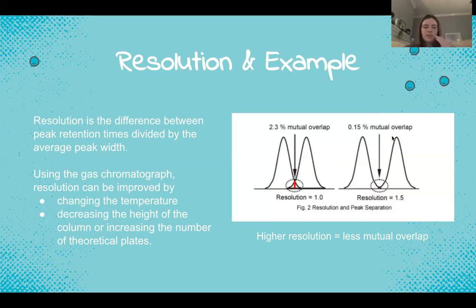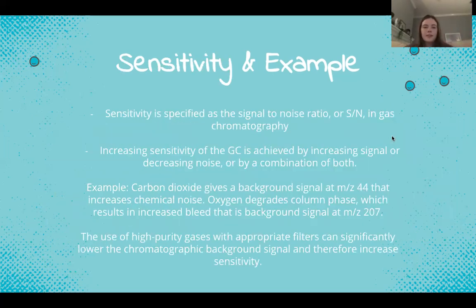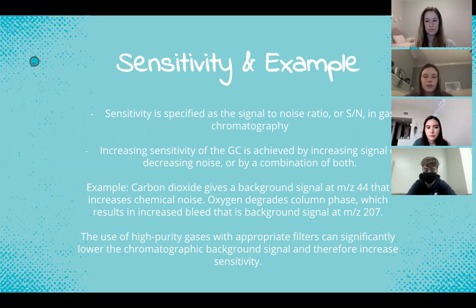Moving on to sensitivity. Sensitivity is specified as a signal to noise ratio, or SN. Lowering the background signal originating from the GC and improving the GC resolution can improve its sensitivity. Achieving the highest possible purity in the carrier gas helps to decrease noise, specifically chemical noise. For example, carbon dioxide gives a background signal at MZ44, or mass divided by charge number. That increases the chemical noise.